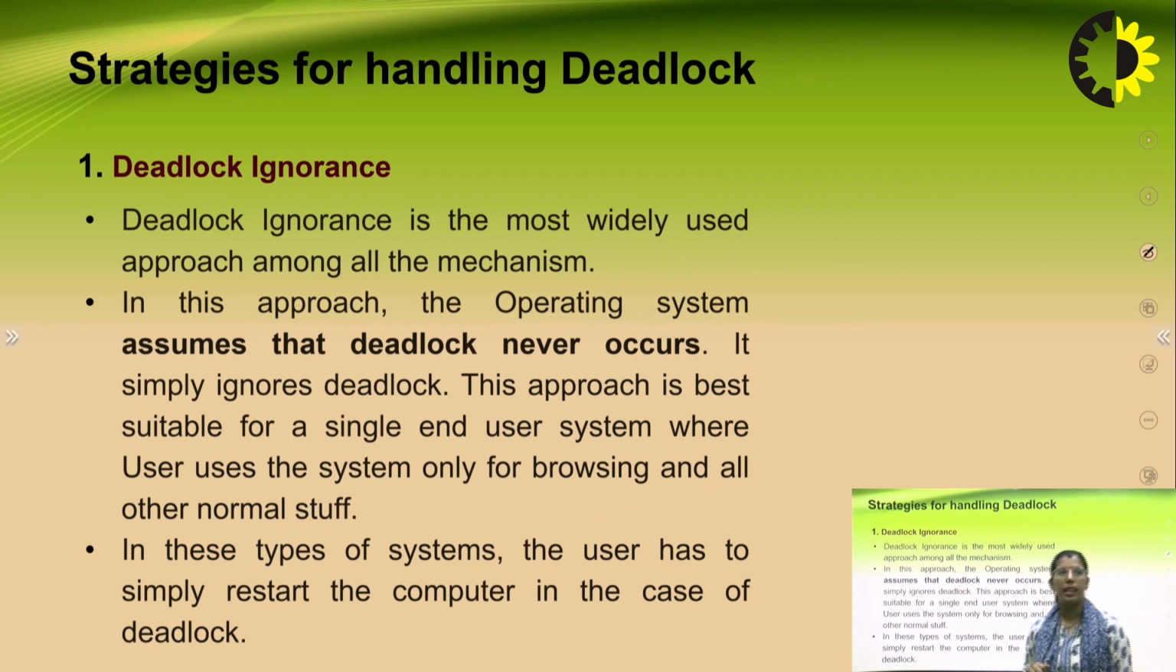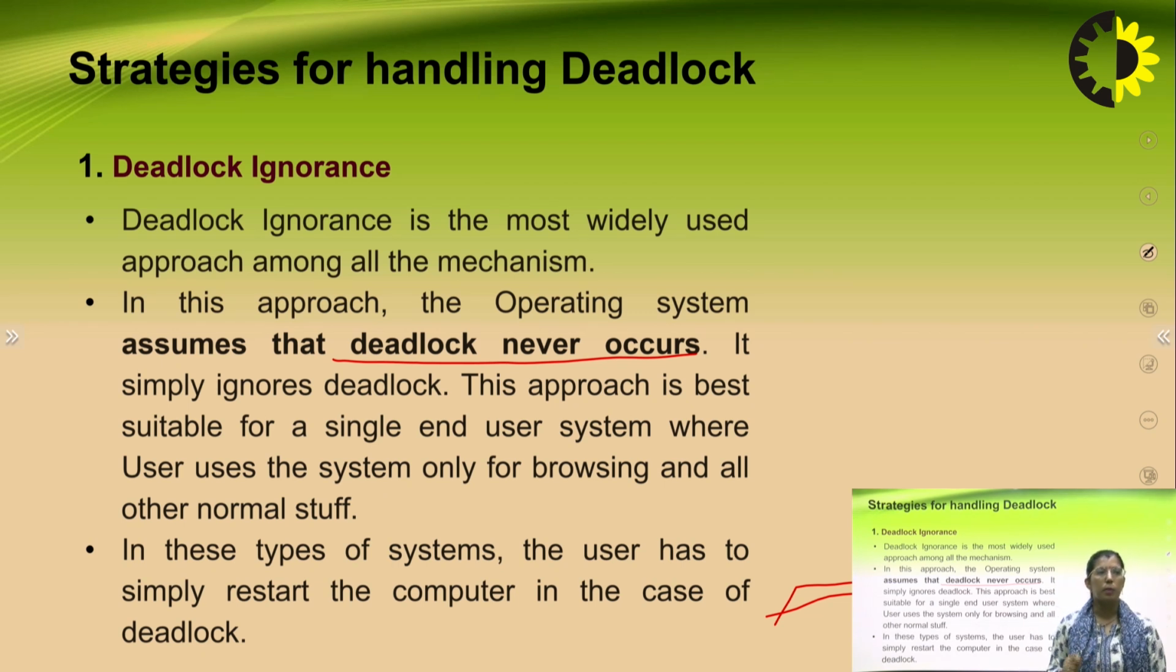So firstly, there are different strategies for handling deadlock. The first one is deadlock ignorance. It is the most widely used mechanism. In this approach, the operating system assumes that deadlock never occurs. It can never occur. It simply ignores the deadlock.